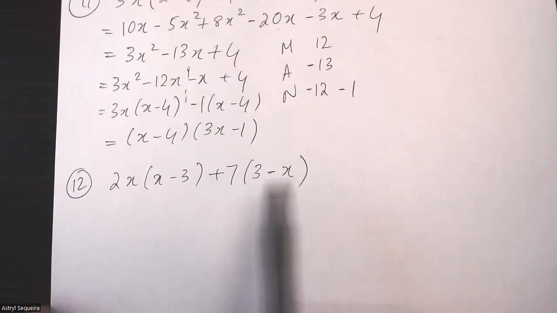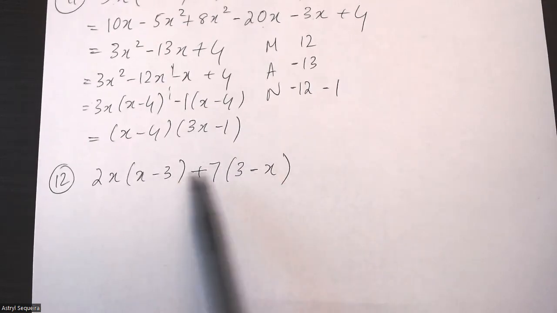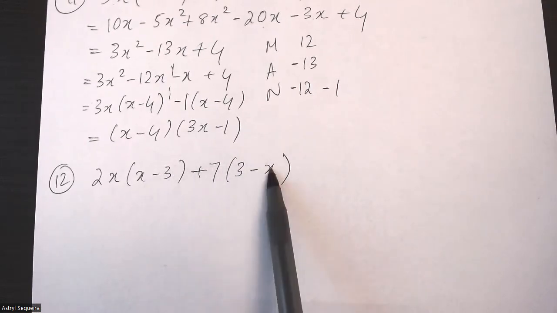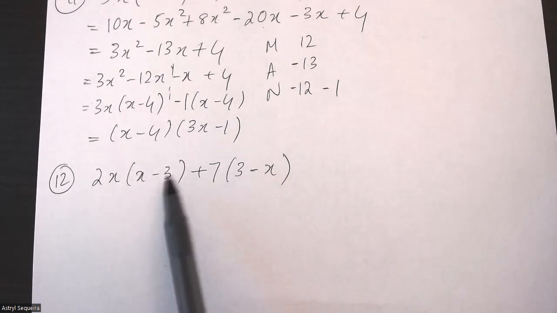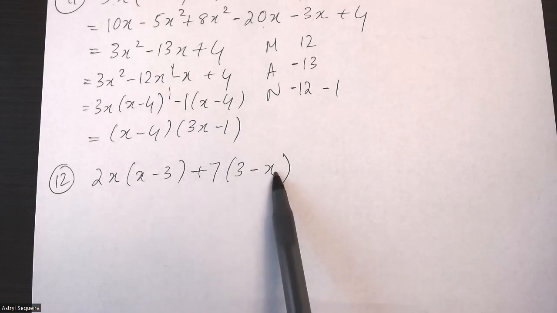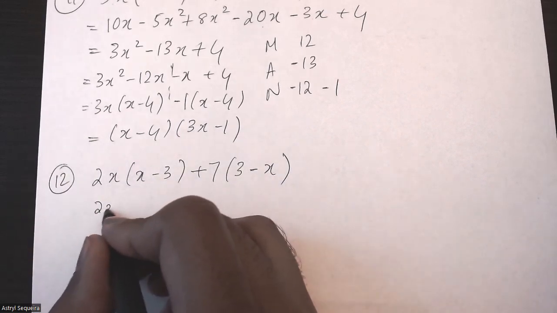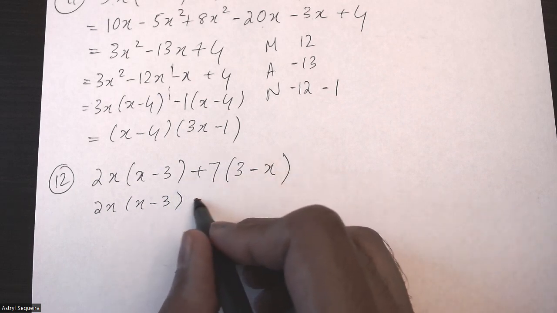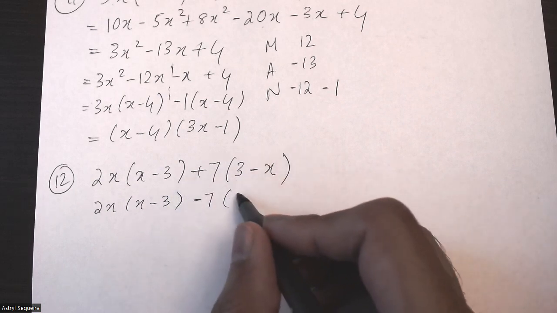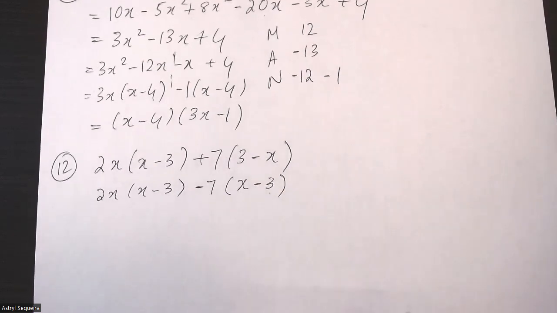So if we look at this question over here, the brackets don't match exactly, but they look kind of similar. If you want to make these brackets the same, x minus 3 and 3 minus x, if they have a negative sign like this, you have to start by factoring a negative out of one of the brackets. So I'm going to factor a negative out here. This becomes negative 7. And then this bracket is going to switch to x minus 3 because the x will become positive, the 3 will become negative, and then I just switch the order.